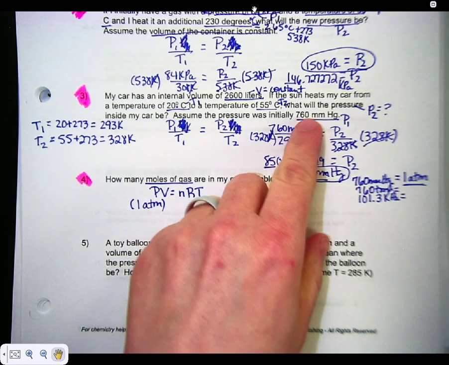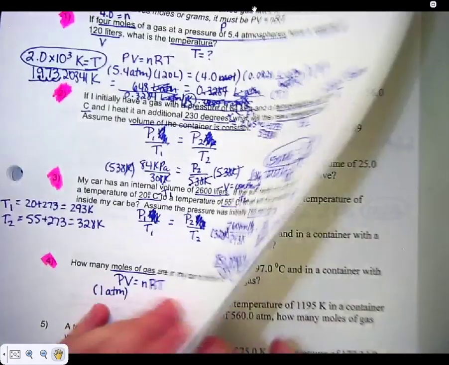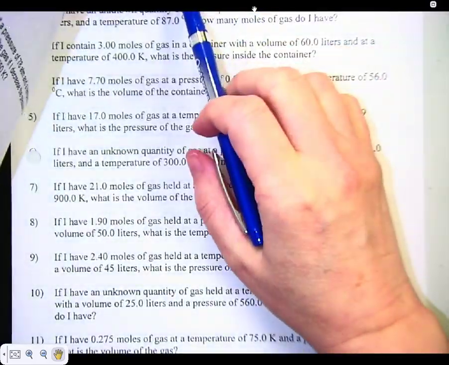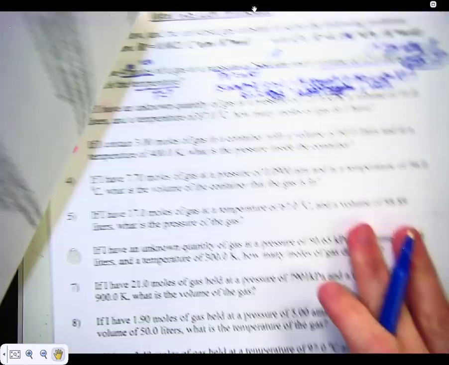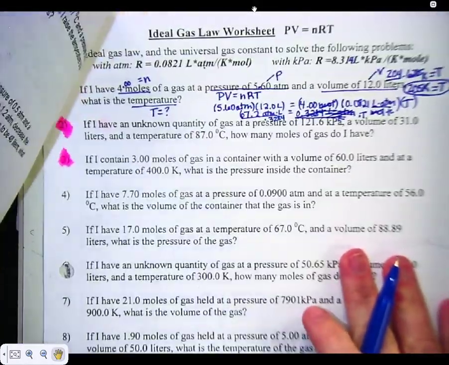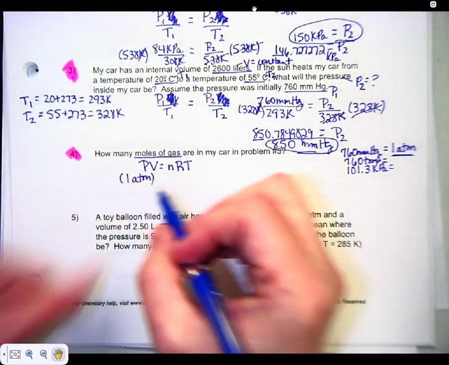So if I have 760 millimeters of mercury, that is 1 atmosphere. And again, I had to change that to atmospheres because my gas constant, I either need atmospheres or kilopascals. Those are the only 2 gas constants that I have given you. I'm sure there are others, but those are the 2 that I've given you. Okay, so that's why I changed it to atmospheres. That makes it easier.